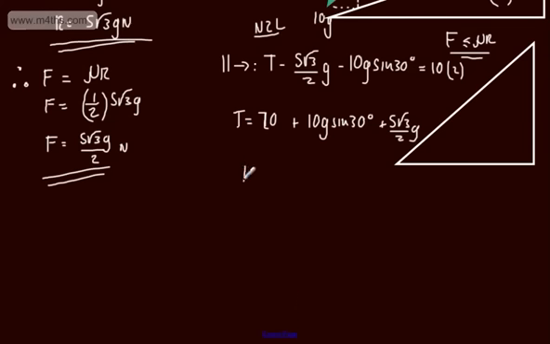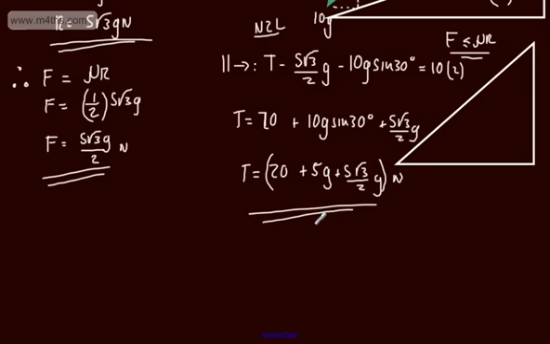So we could, of course, tidy this up. We got T is equal to 20. So that's now my 20. Now sine of 30 is a half, so that's plus 5g, plus now 5 root 3 over 2g. And that now, whatever numeric value that is, is the tension that is in the rope. That's what I'm pulling with.